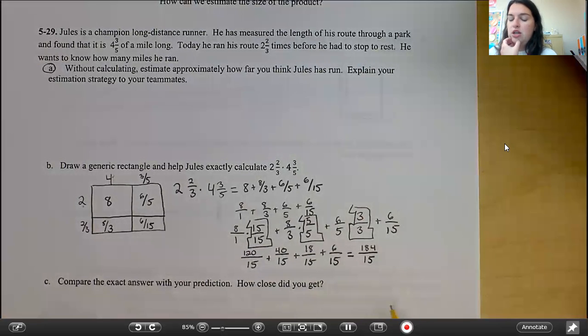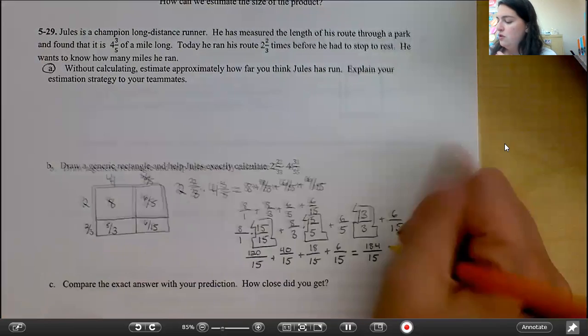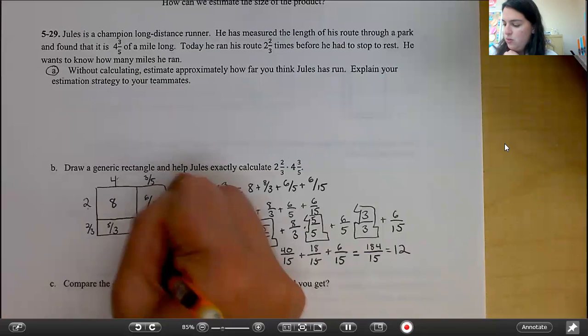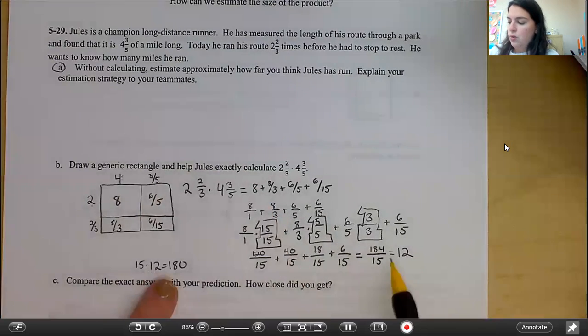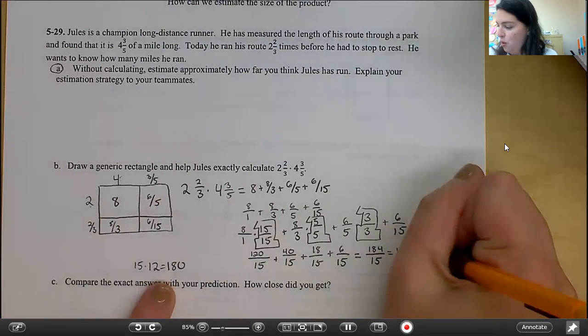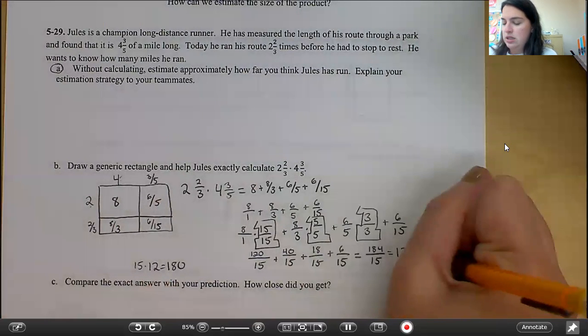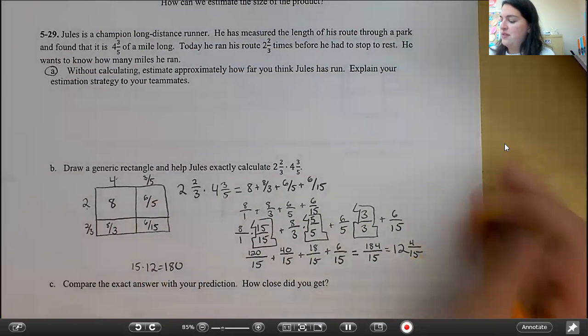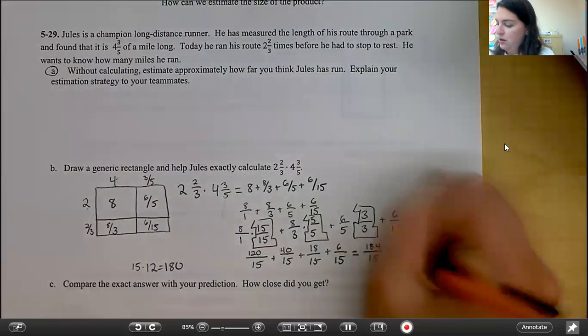Now you want to change this back into a mixed number. So how many times does 15 go into 184? So 184 divided by 15 gives you 12 full times, but we have some left over. So 15 times 12 equals 180. 180 to 184 is 4, so we have 4 miles left over, and our denominator stays the same. So 12 4/15 miles is your final answer.